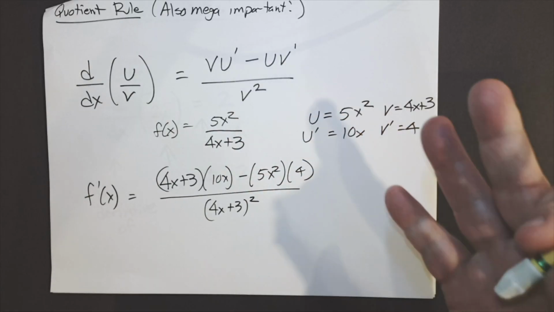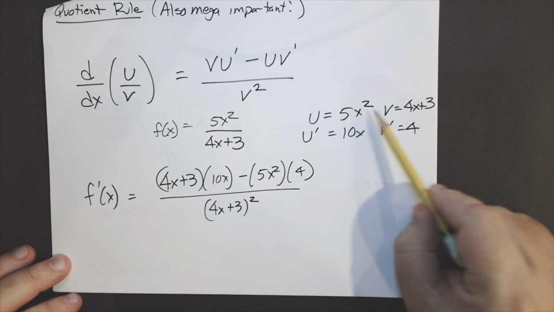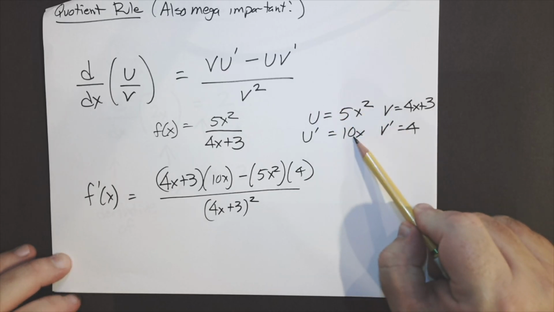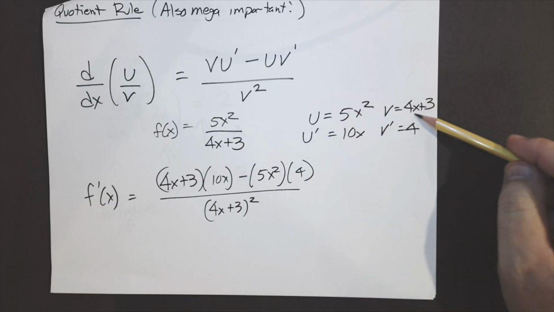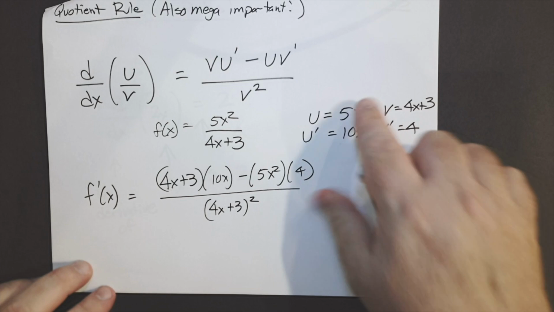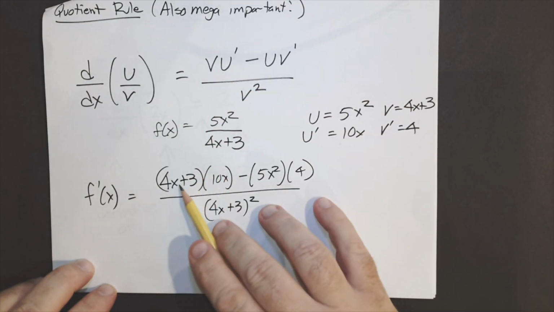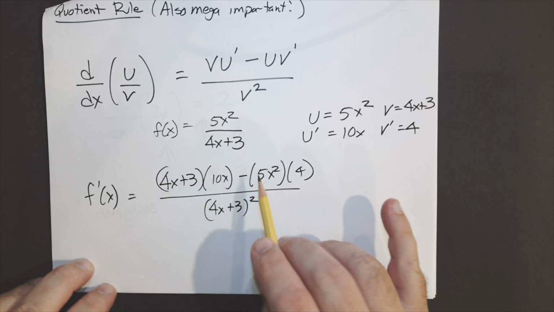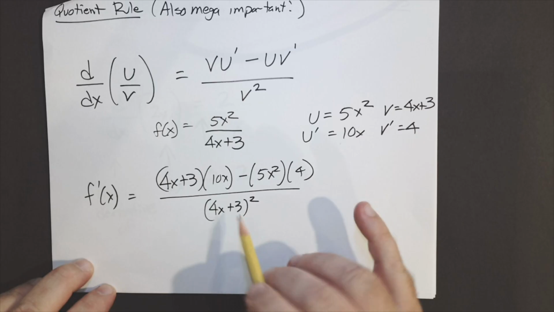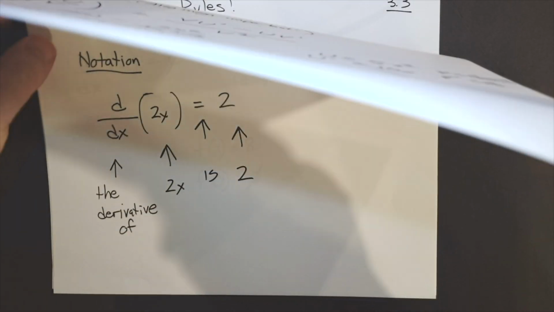We're going to do our same thing, our same plug and play. Make a table. So here's my u, there's my v. Take the derivative. Derivative of 5x squared is 10x. Derivative of 4x plus 3 is 4. Take those 4 pieces of information and plug them into our formula. Here's the v, u prime, minus u, v prime, all over v squared. All right? And that's it for the rules.